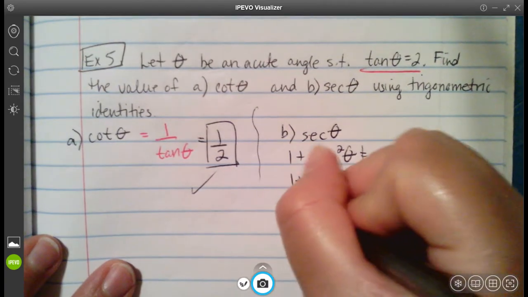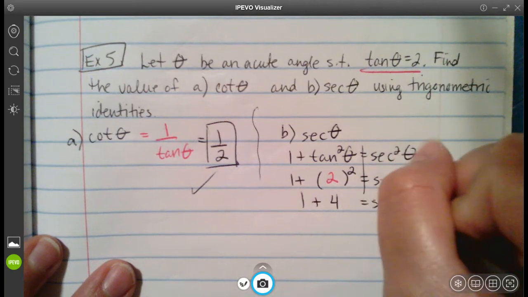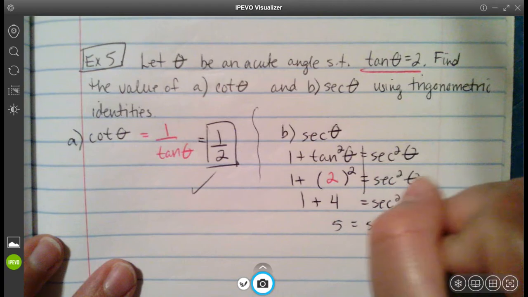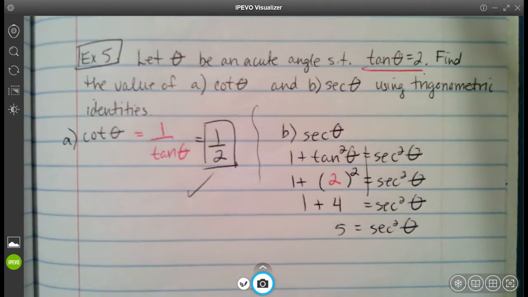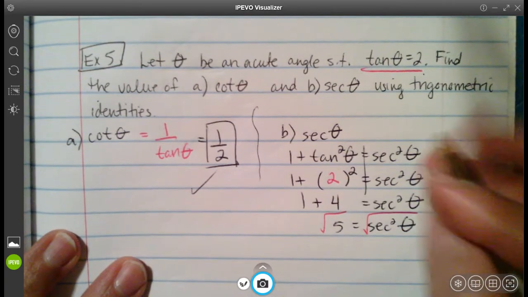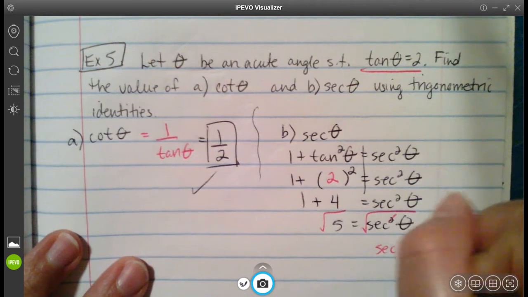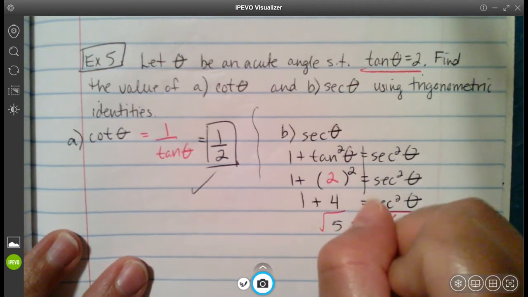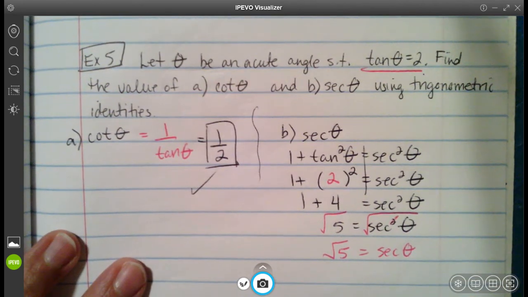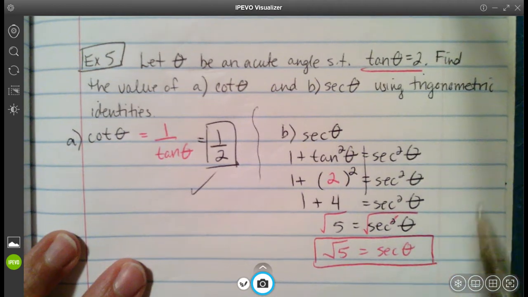Well, this right here is just going to be 4, right? 2 squared is 4. Okay, 1 plus 4 equals 5. Just like the one from a few problems before, we're going to square root to get rid of that little 2 here. And secant theta is going to be the square root of 5. I'm going to leave it like that because I don't really have to do anything else with secant, so we can leave it as square root of 5.